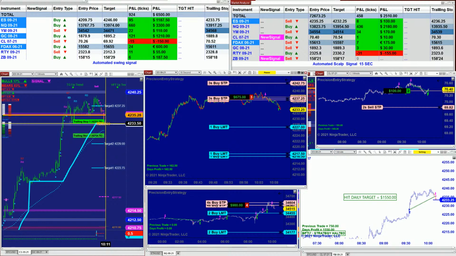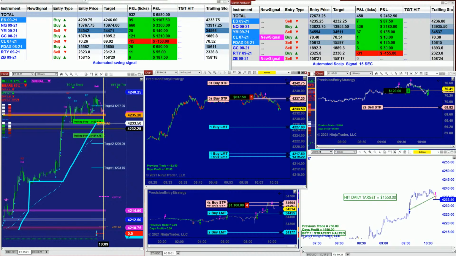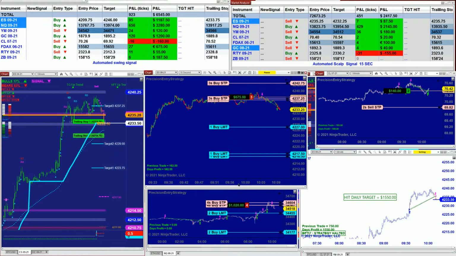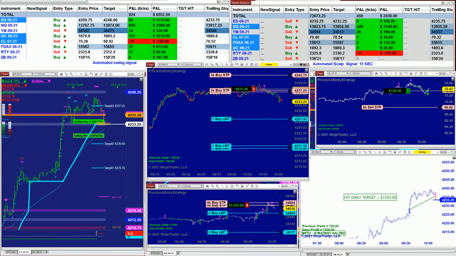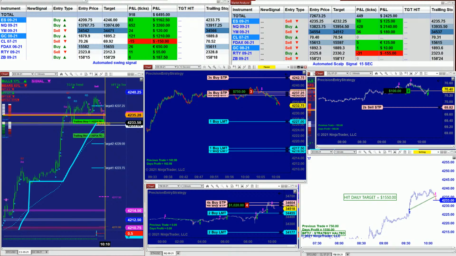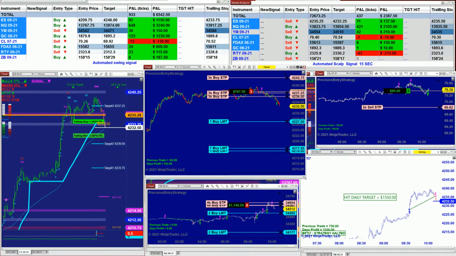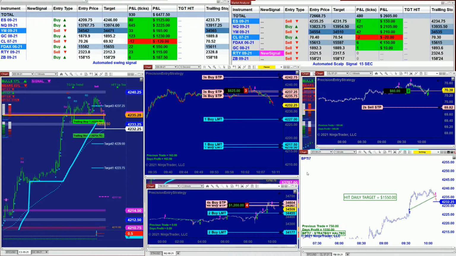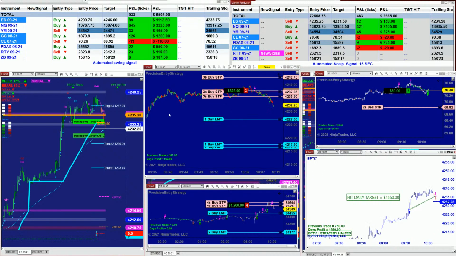So if the market goes below that number, we're going to have a little problem. We're going to face a chop market on the ES. So I prefer this market to stay above that number, so we don't have to deal with a chop market. But if it happens, it happens. Nothing we can do.